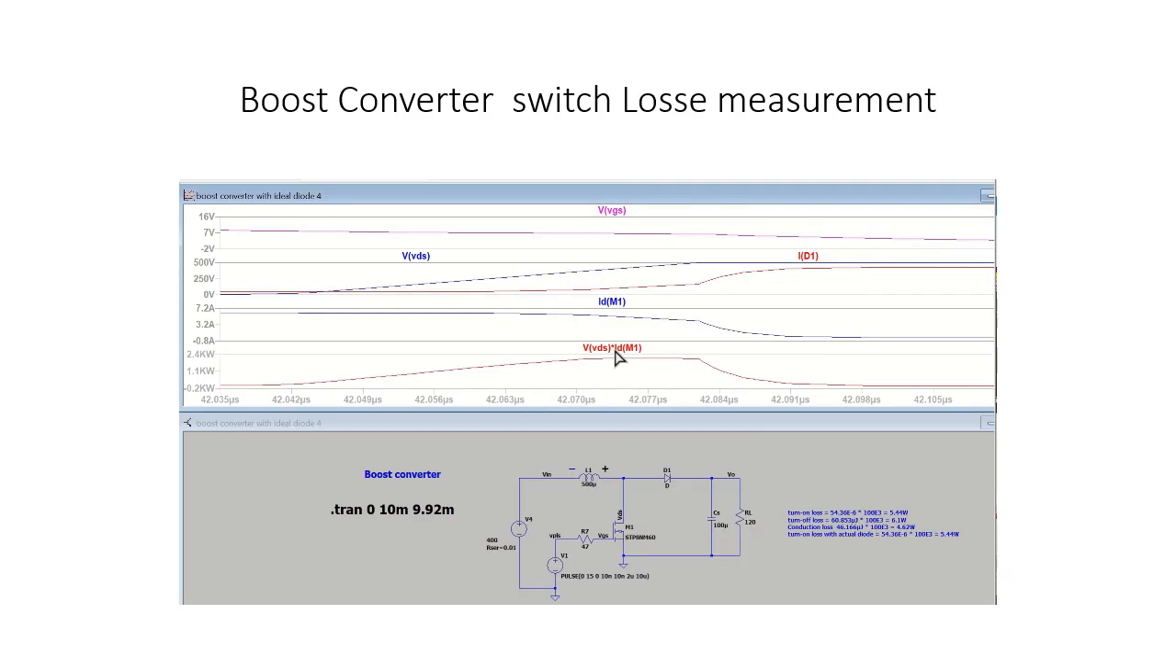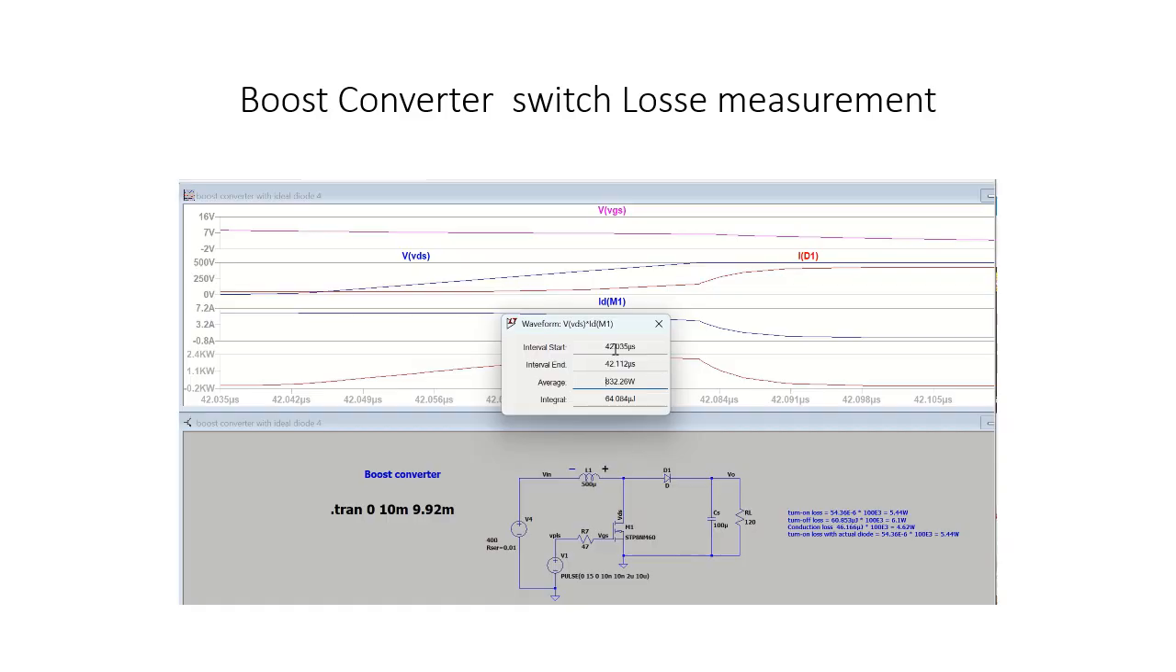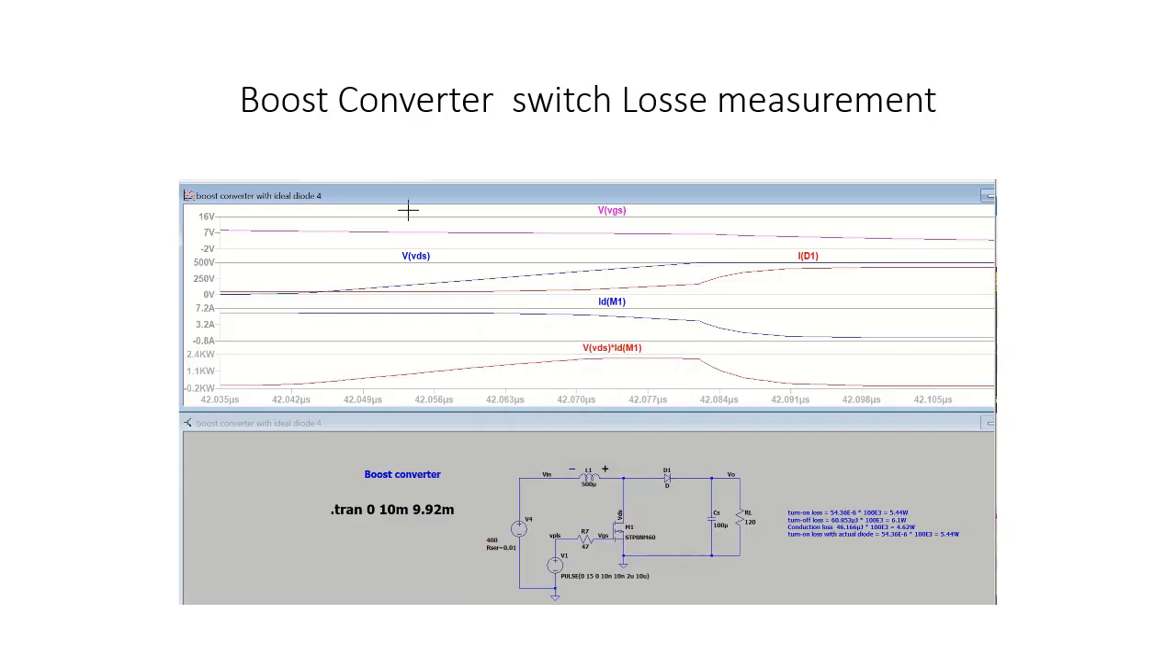Then again hold the cursor on the label here, press the Control key and left enter. This is the start interval of the turn off process. This is the interval end of the turn off process here, the average power dissipation, and this is the energy dissipated during the turn off process, that is 64.084 microjoules. Multiply this by the switching frequency to get the turn off losses. That's about it. Close it.